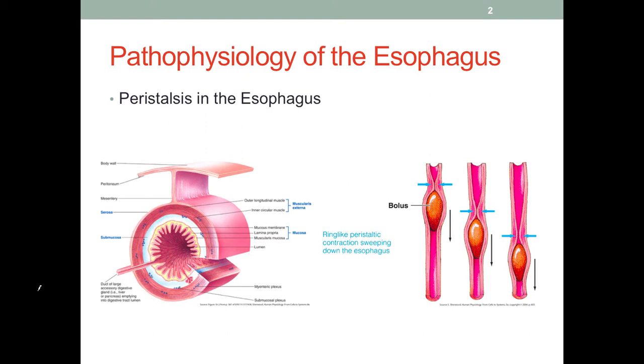As we can see in the figure here, the bolus consistently moves down by the work of the muscle in the wall of the esophagus, and in most cases, gravity also helps with moving the food down as well.